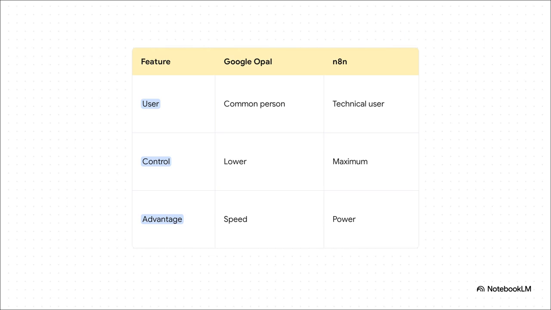And all of this maps back to who these tools are actually for. Opal? It's designed for the person with a good idea who just wants to build something fast without getting bogged down in the technical details. n8n, on the other hand, is built for a more technical user, maybe a developer or an operations pro, someone who needs absolute granular control over every single step.